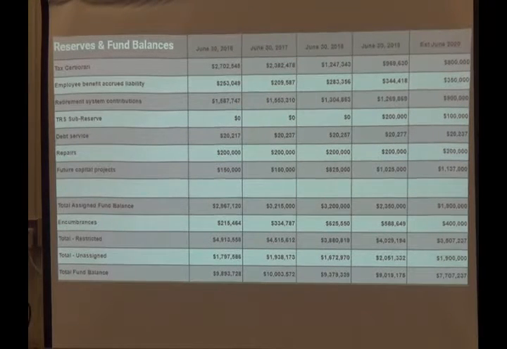I'm hoping to see where our reserves are and where we think we're going to be. If you look at the bottom line, some people say, oh, you're only going to have $7 million, and a couple years ago you had 9.3 or 9.4. A big piece of that change is in that first line, the tax certiorari. I spoke about this a little bit last week. Tax certiorari reserve is money set aside to pay back tax certioraris.